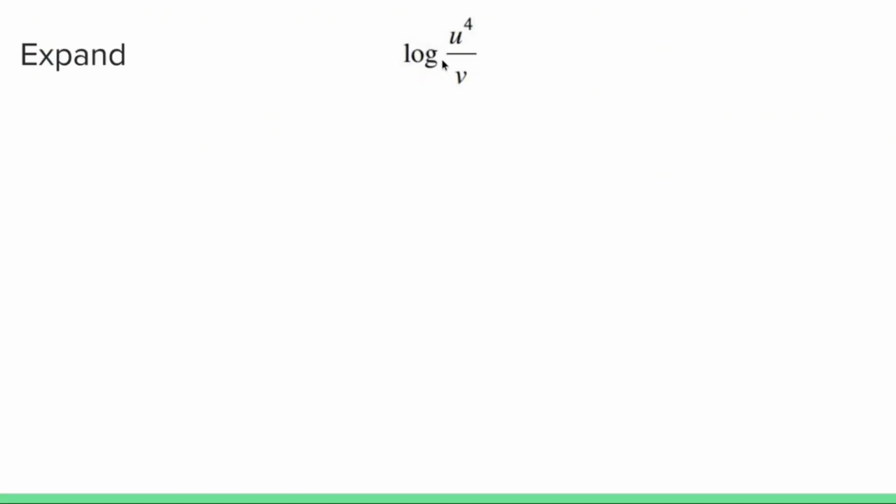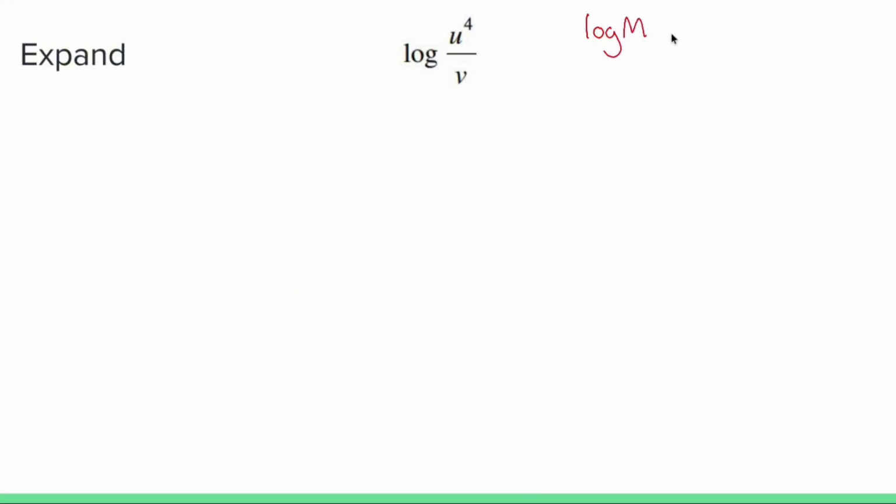Expand log base invisible 10 of u to the fourth over v. Whenever you're being asked to expand a log, you're asking yourself what must have been done for us to get into this situation in the first place. I see two things, an exponent and then I see division. Always start with the multiply, divide stuff first when expanding before you deal with the exponent. Now when you divide two fractions, it must be because you subtracted logs.